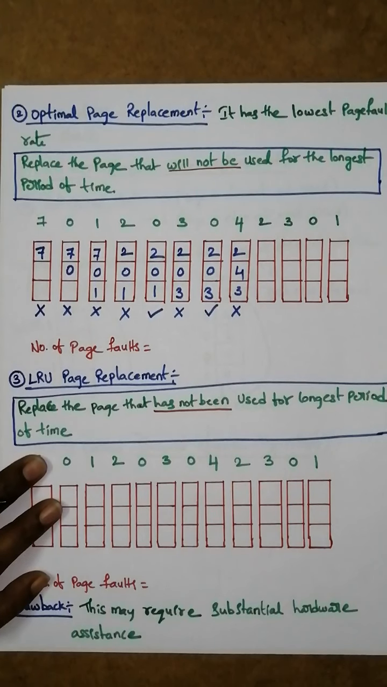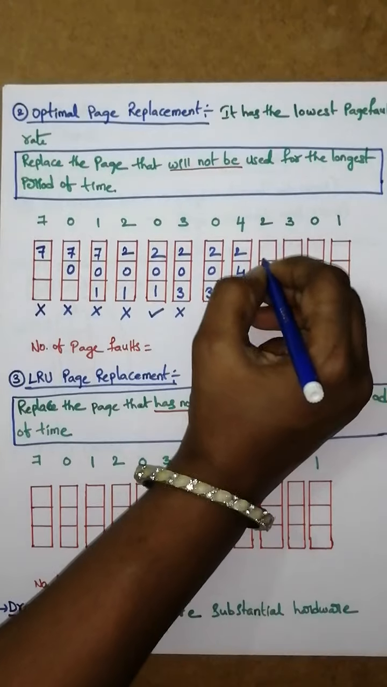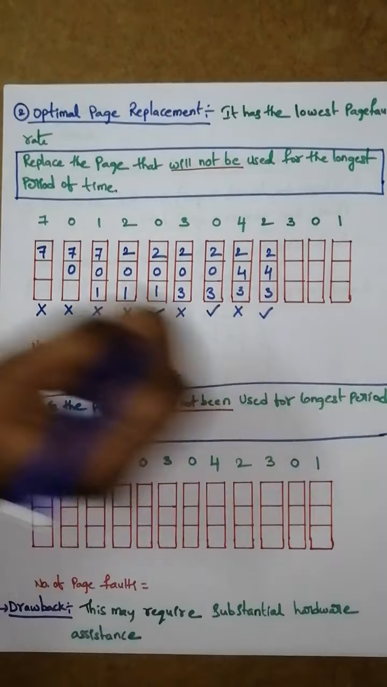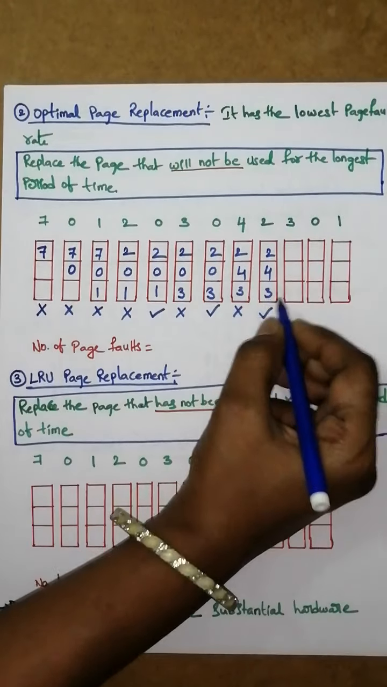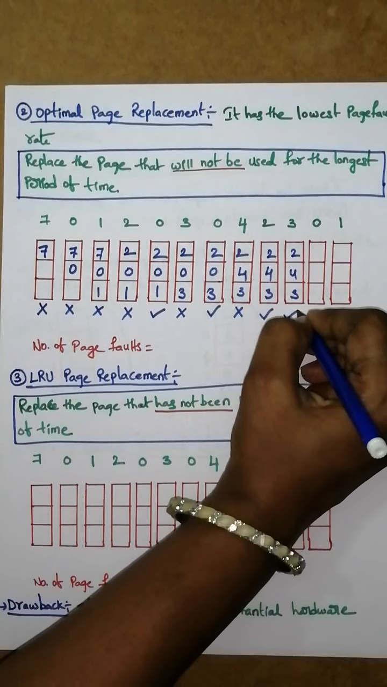Likewise, the next one is 2. 2 is already there in the memory. It's not a page fault. So it is 2, 4, 3. Next thing is 3. Again 3 is not a page fault because 3 is already there. So it is 2, 4, 3. It's not a page fault.